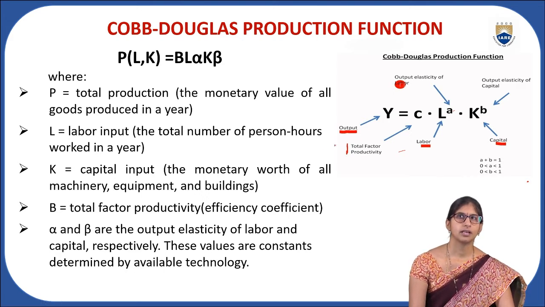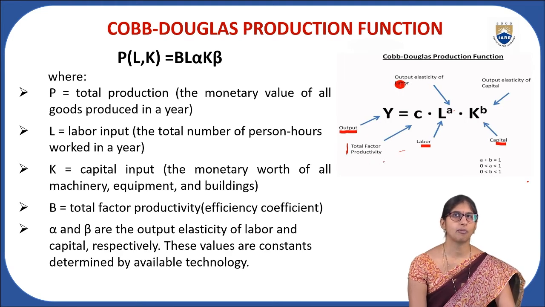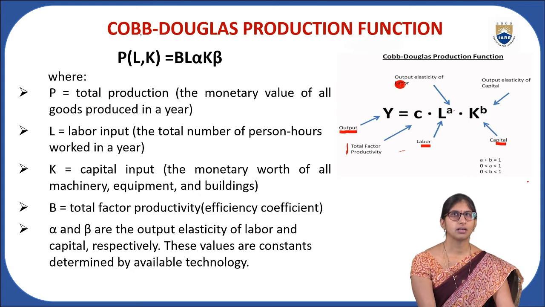Coming to C, this is the total factor productivity. We take it as a constant value. This is what is explained here. We can also write the production function like this. Because we are taking two input factors, our production function becomes P of L and K, that is labor and capital, is equal to B, a constant value, times L, labor, to the power alpha, that is the elasticity, and capital to the power beta, that is the elasticity. This is all given here.